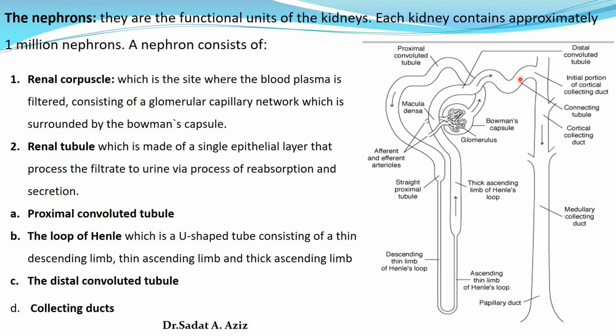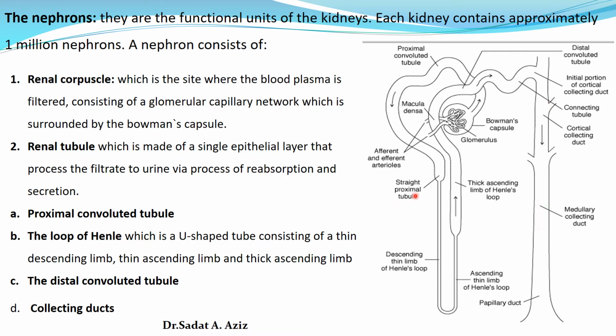And then what we have is the collecting ducts. Several tubules, or renal tubules, come together or combine to form what? To form the collecting duct of the kidney. Here we have the renal corpuscle, proximal convoluted tubule, loop of Henle, distal convoluted tubule, and collecting ducts, or renal collecting ducts.